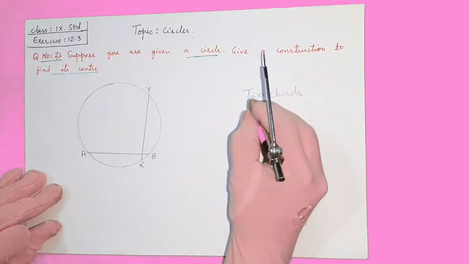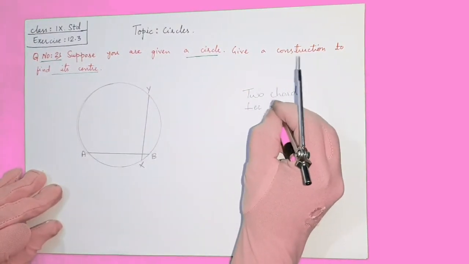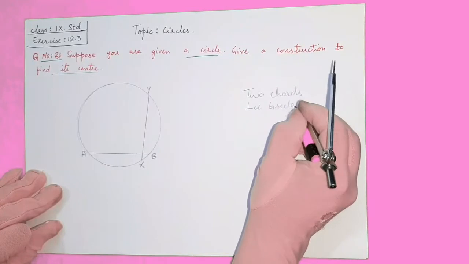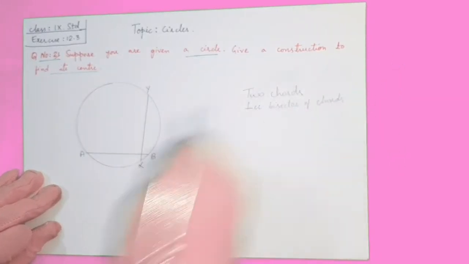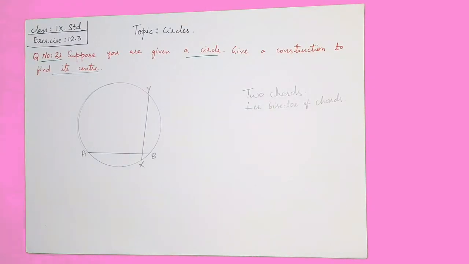After drawing the two chords, what you have to draw? You have to draw the perpendicular bisector of both chords. First thing what we have done, we have drawn the two chords. After drawing the two chords, we are drawing the perpendicular bisector of both the chords. Already you are familiar with the word perpendicular bisector. Perpendicular bisector matlab which is dividing into two equal parts and intersecting at the angle 90 degree.